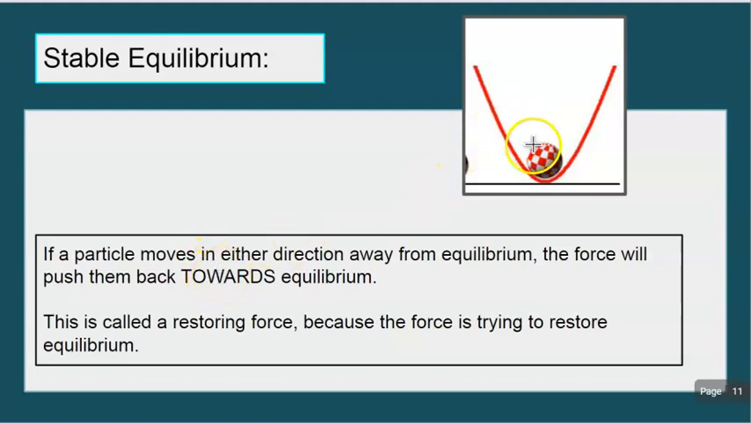The reason it's called stable is, again, think about the roller coaster. If I take this marble and I move it to the left, then the force is going to pull it down to the right, trying to get it back to equilibrium. It's going to overshoot equilibrium and end up on the other side, but the force is always trying to bring it back towards equilibrium. So if there is energy loss, it will oscillate and eventually come to rest in that stable position. That's called a restoring force because the force is trying to restore equilibrium.